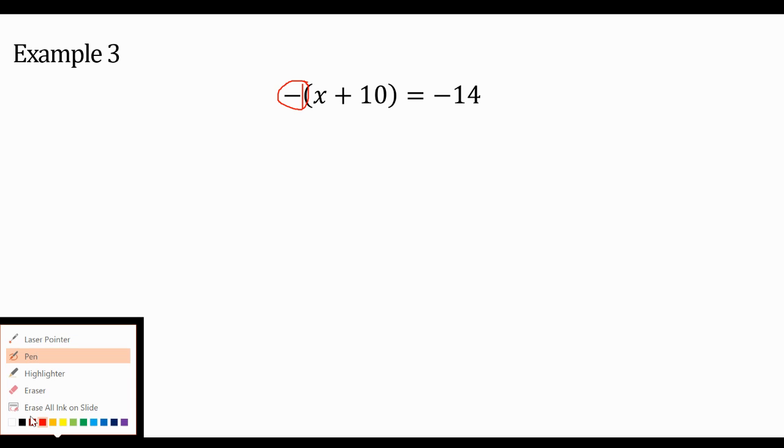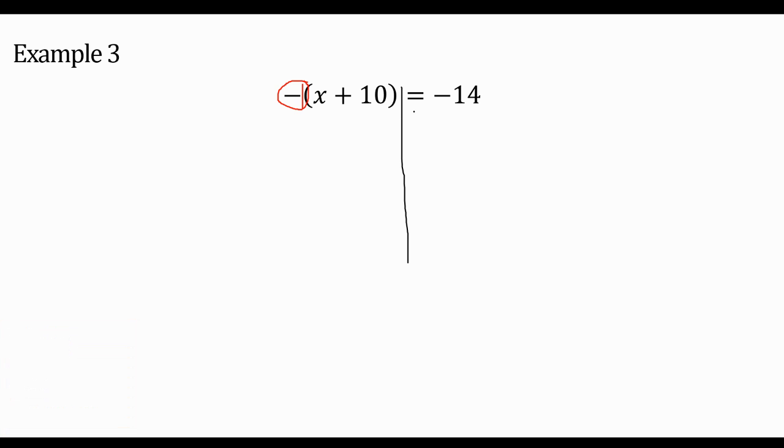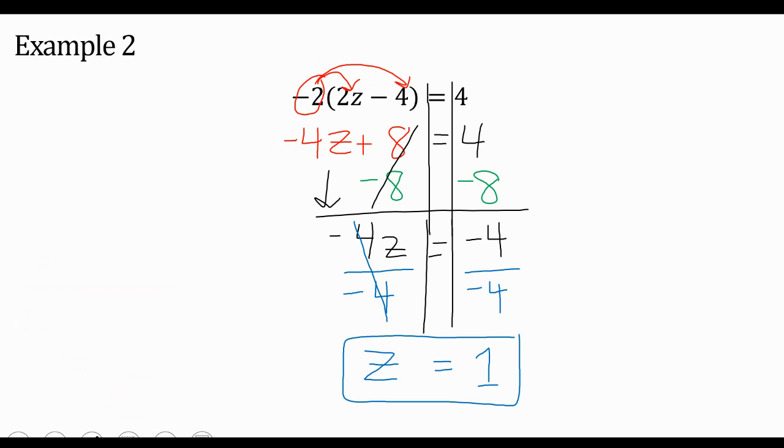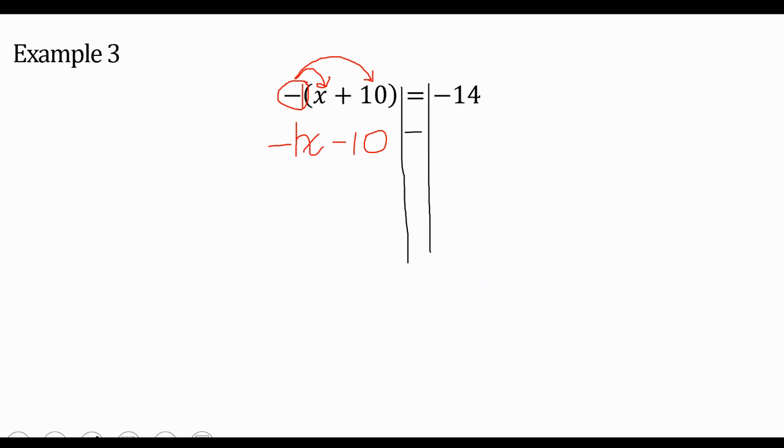So before I distribute that, I'm going to draw my train tracks. And we're going to distribute this invisible -1 here. So -1 times x gives us -1x. So if you want, you can write the 1 in. I'll write that in for right now. And then -1 times 10 gives us -10. So we're going to write -10. Now we're going to bring down anything we didn't touch. So we're going to bring down that 14.